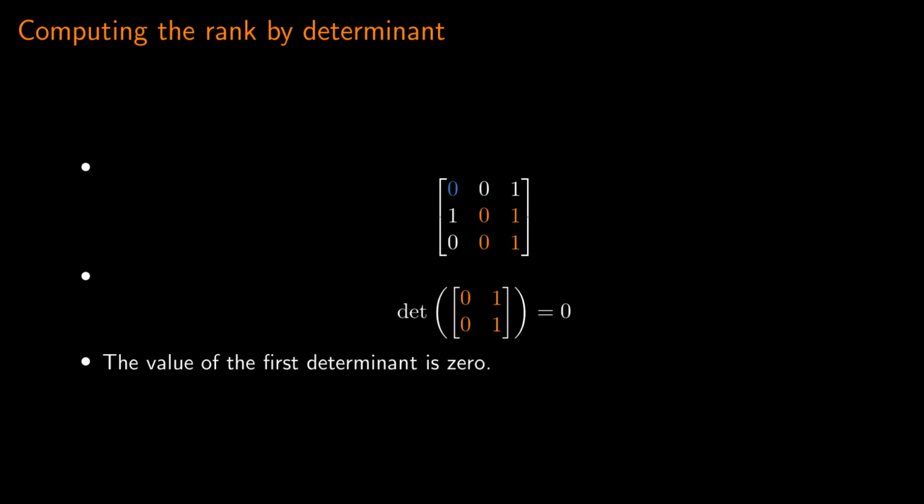In this case, we find that the first submatrix, as shown in orange, for the element shown in blue, when we compute the determinant of this submatrix, the result is 0. So we move on to the next submatrix. Now, looking at the submatrix shown in orange for the element shown in blue, we compute its determinant as before, and we get a value of 1.